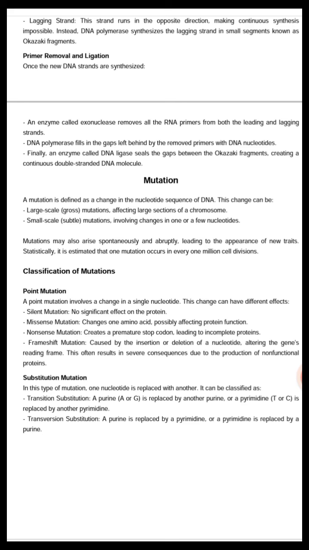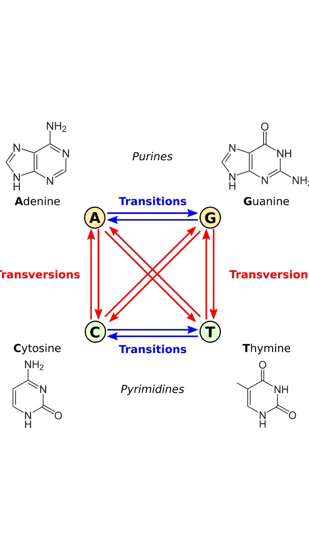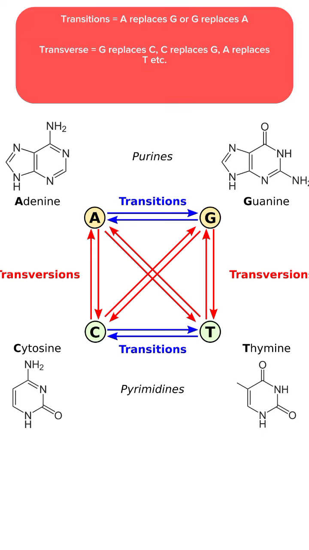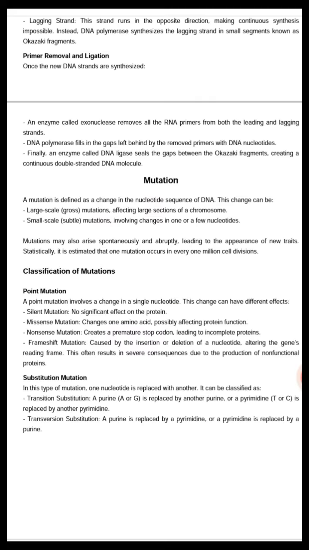Then the second classification of mutation is the substitution mutation. In this type of mutation, like the name implies, one nucleotide is replaced with another. It can be classified as transition substitution, whereby a purine, that is adenine or guanine, is replaced by another purine, or a pyrimidine, that is thymine or cytosine, is replaced by another pyrimidine. But a transversion substitution mutation happens when a purine is replaced by a pyrimidine, or a pyrimidine is replaced by a purine. So that's all for now.